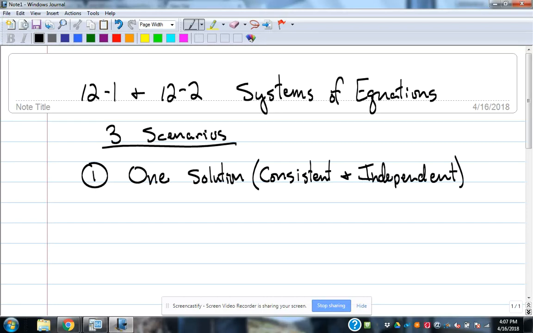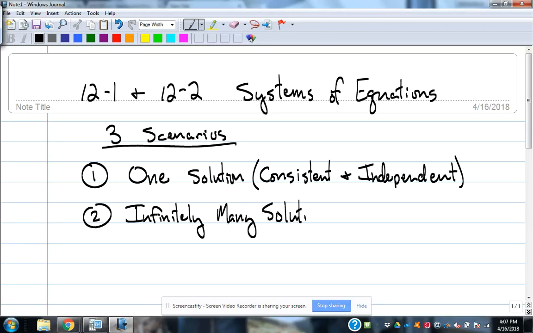Okay. Another case is that you have answers, but you have so many that we can't pinpoint one, and that's an infinitely many solution. The mathy words for that are consistent and dependent. Okay, consistent meaning we've got answers. Dependent meaning they go the same direction.